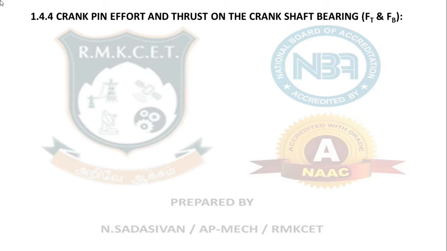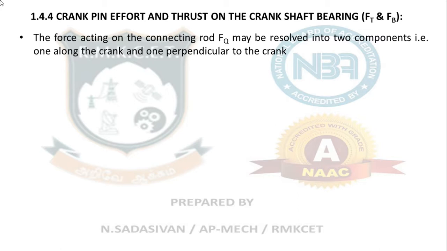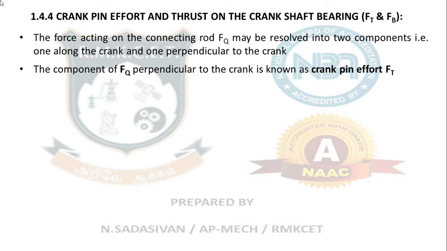The fourth component, crank pin effort and thrust on the crankshaft bearing. These two things are always dealt with hand in hand. They are derived together because these are the two components of FQ. Forces acting on the connecting rod are resolved into two components. One is perpendicular to the crank axis, tangential, the other is radial to the crank axis. That is why you are seeing both of them together. Component of FQ perpendicular to the crank is known as crank pin effort.